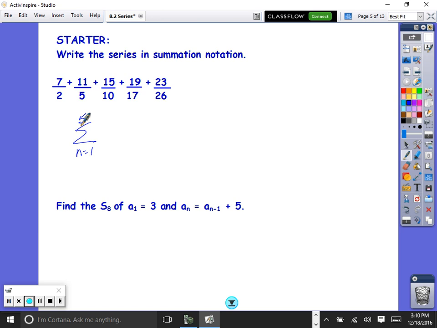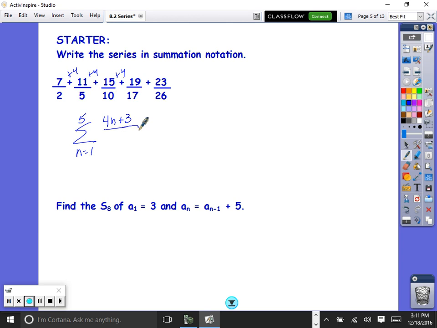Now I need to generate a rule, and again, it is neither arithmetic nor geometric, so I need a separate rule for the numerator and a separate rule for the denominator. So in the numerator, from 7 to 11 is add 4, add 4, add 4, so that would be 4n. 4 times 1 is 4. What do you have to add to it to get to 7? Plus 3, let's check that out. 4 times 2 would be 8, plus 3 is 11. That works. 4 times 3 is 12, plus 3 is 15, so that is working for my numerator.